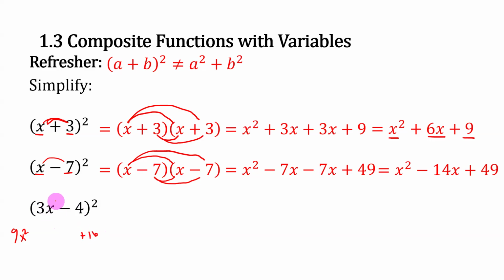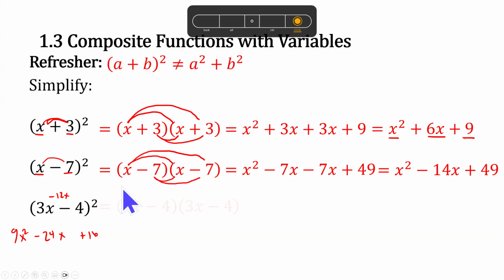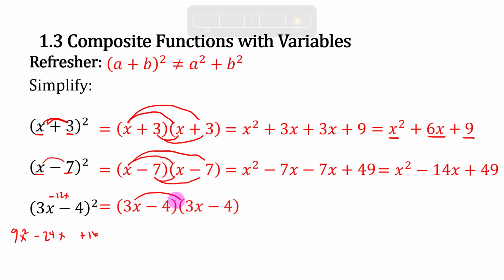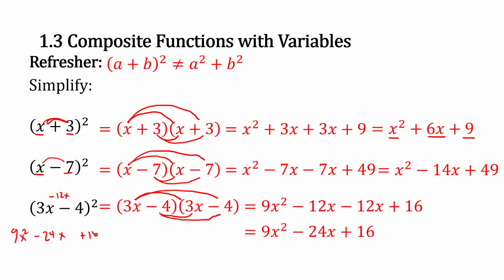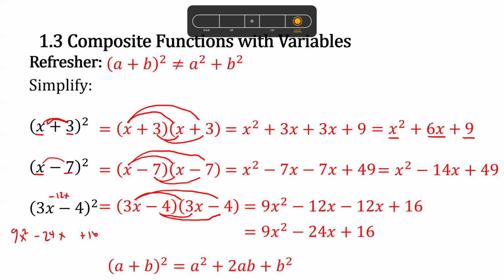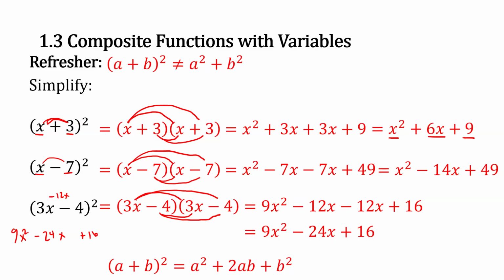Now, 3x times negative 4 is minus 12x. I'm going to double that. And I got what I need. We can see it work out this way. 9x squared minus 12x minus 12x plus 16. Combine those middle ones. You get 9x squared minus 24x plus 16. So our rule is (a plus b) squared is always a squared plus 2ab plus b squared.